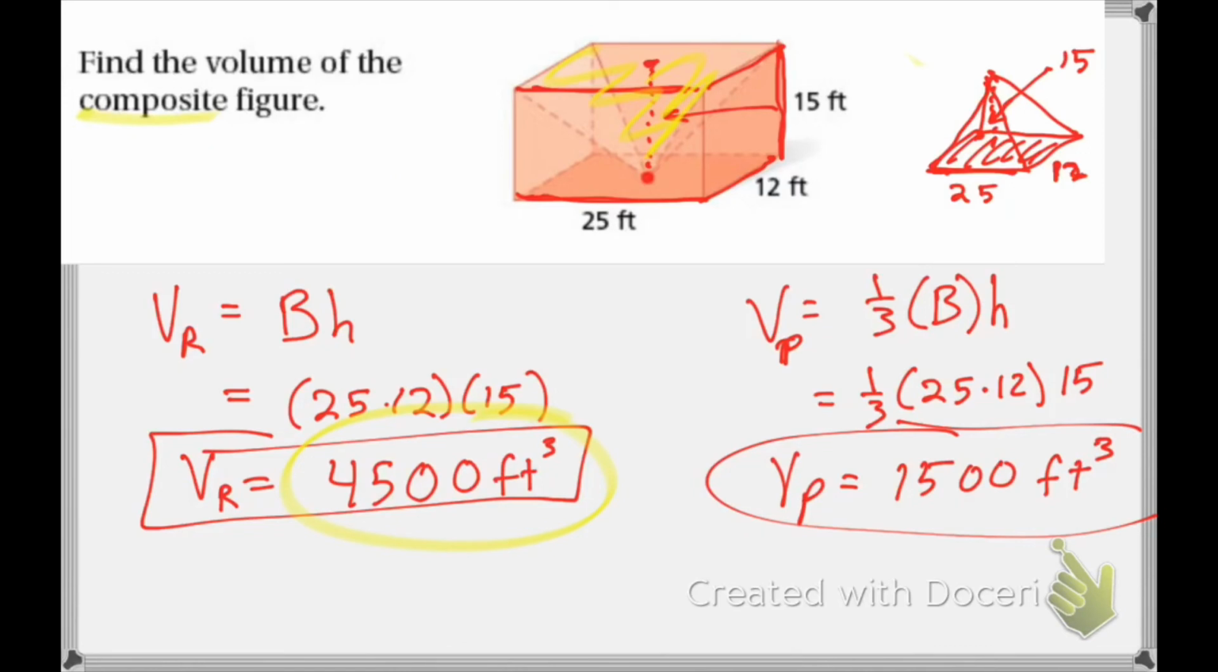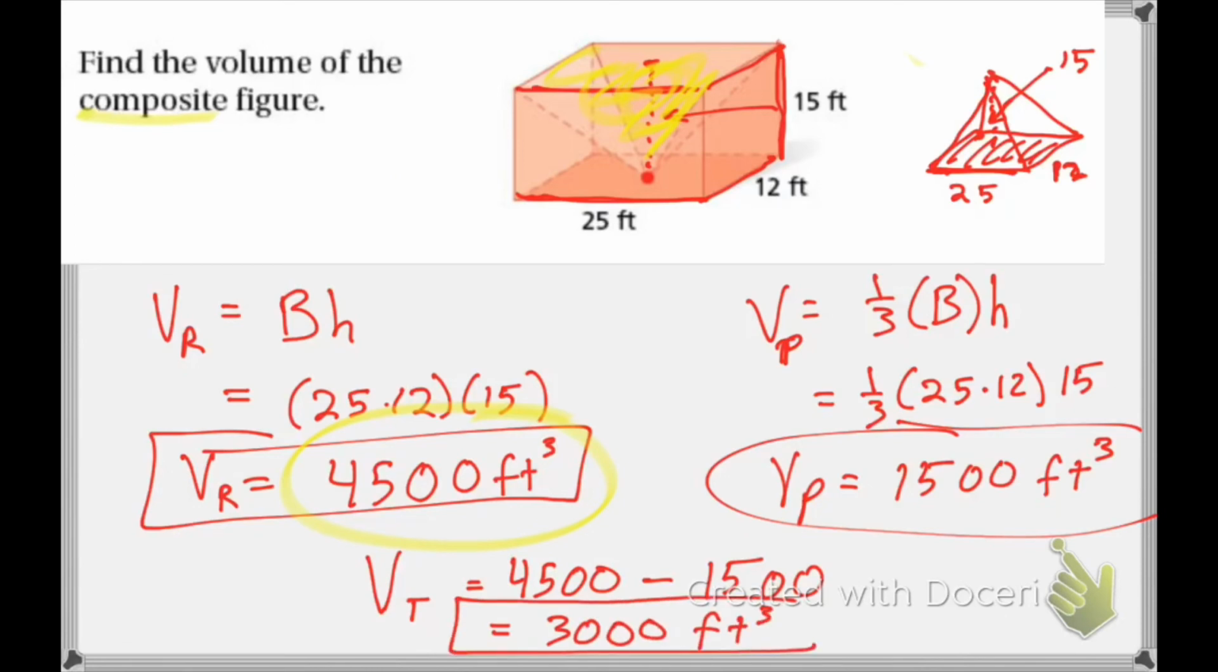Now that's not my answer, because what we're doing is scooping out the center part, right? So how do I scoop this out mathematically? My total volume is going to be equal to 4,500 minus the volume of the pyramid, which gives me 3,000 feet cubed, and that is the final answer, the volume of the total shape.